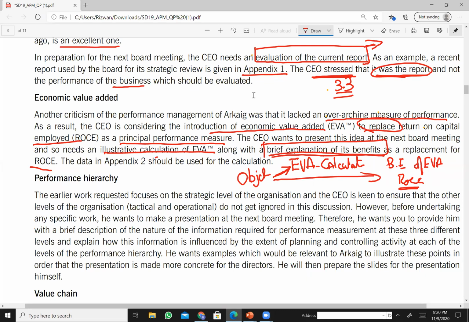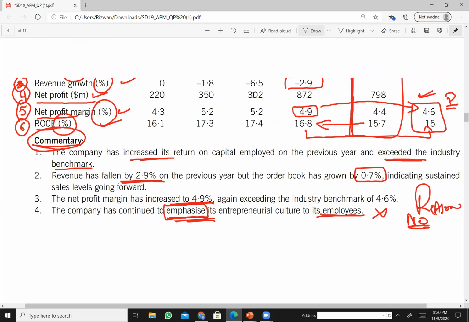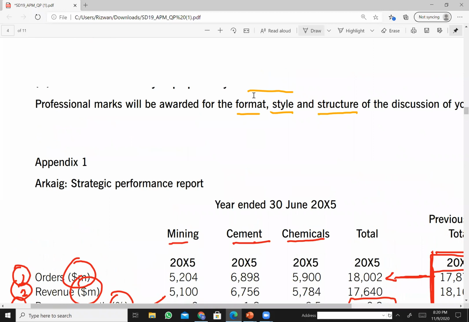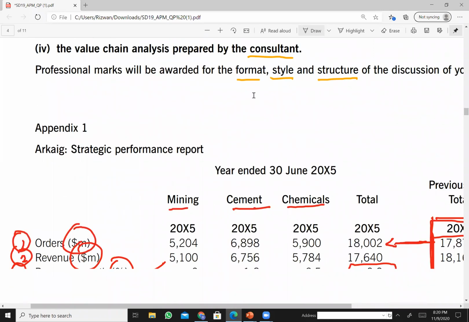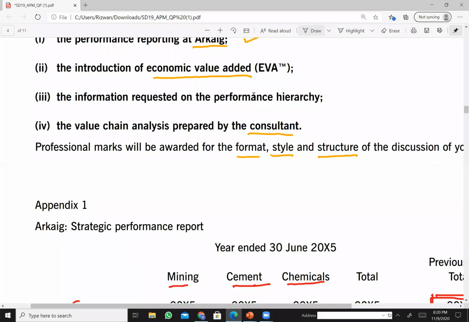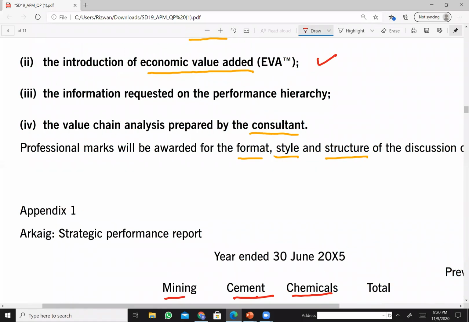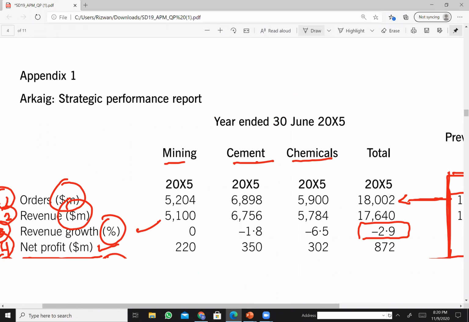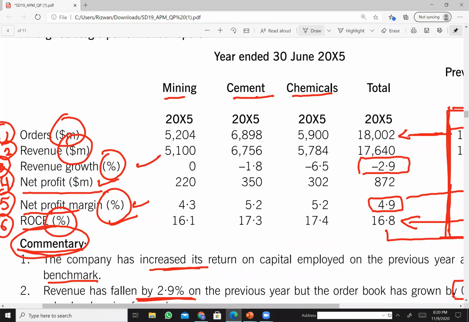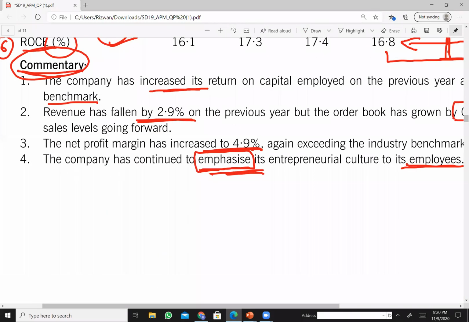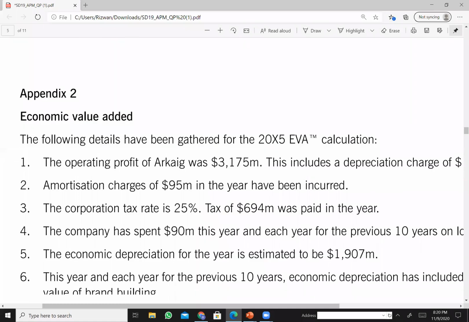Okay, so let's not waste our time, my consultants, and let's move on towards Appendix 2. So, Appendix 2, what does it say? Requirement 2 is about the EVA introduction. Nothing is written here when it comes to requirement because everything was mentioned in the scenario above. So now let's have a look at Appendix 2, where we have this information about EVA.